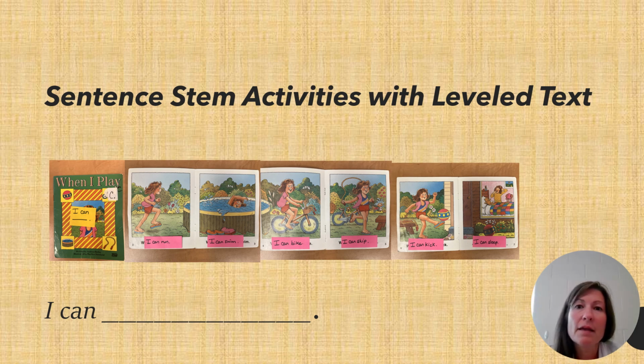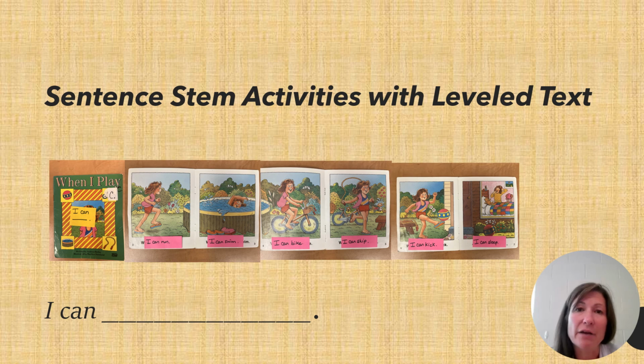Sentence stems are open-ended. There are many basic sentence stems that can be used with leveled text, such as I like blank, I can blank. In this example on this slide, I have used the pictures from a leveled text and created a basic sentence stem to align with the pictures. The book was titled When I Play, but it had many clear pictures that described action words.